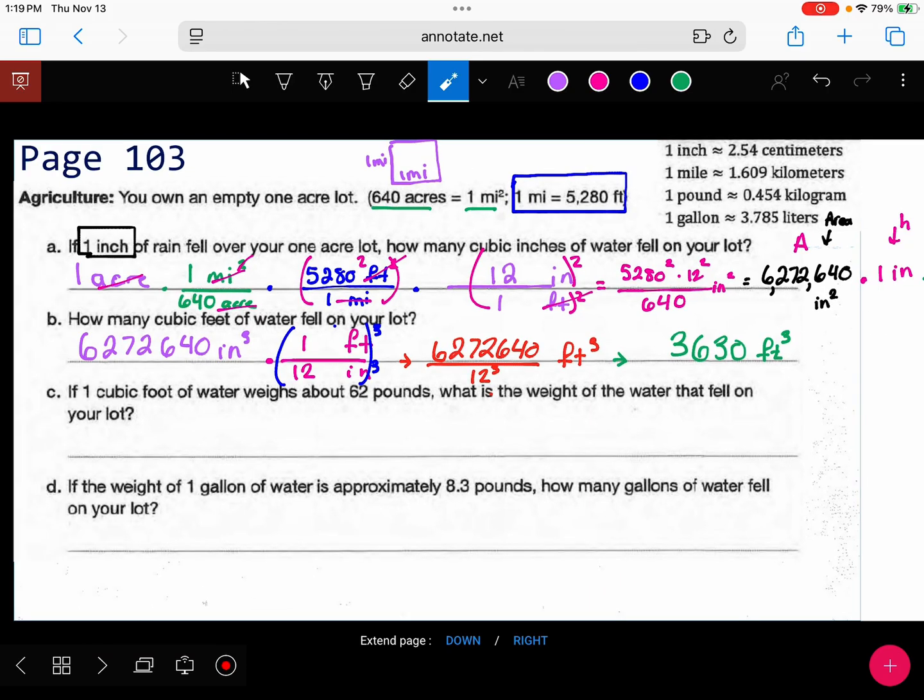And this is one of those kinds of problems that actually will be used in engineering and structural components, because 1 inch of water, that's not much, right? Like we said, 1 inch of rain fell, we'd be like, oh yeah, it was a little bit of rain.